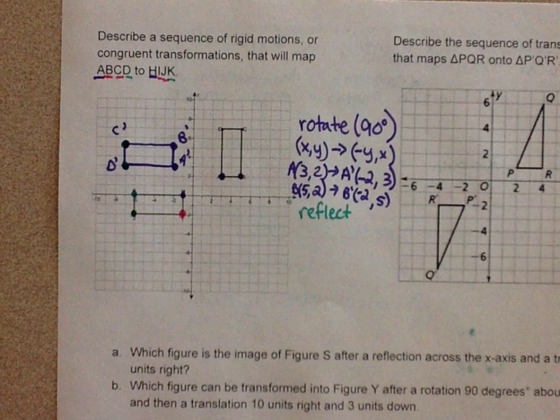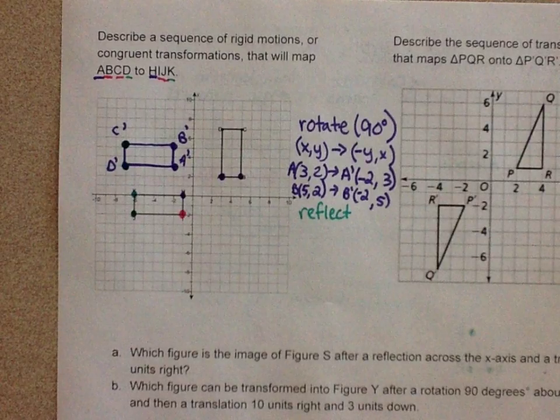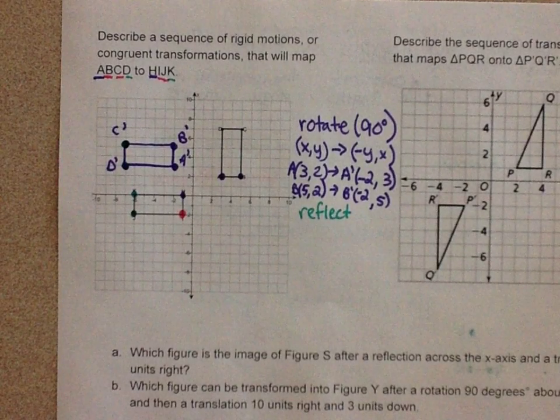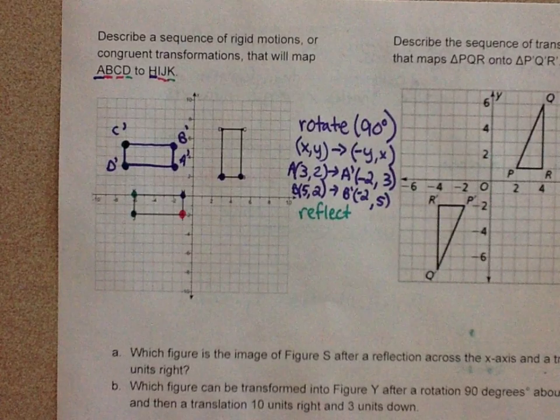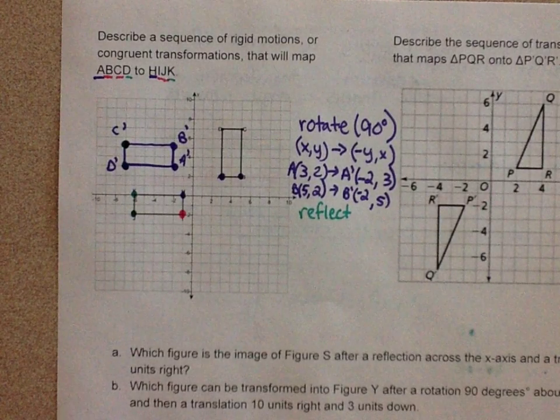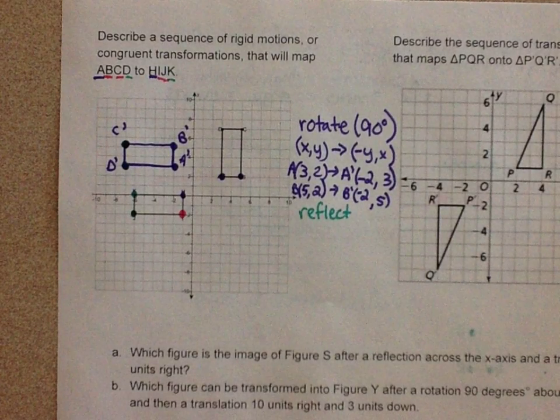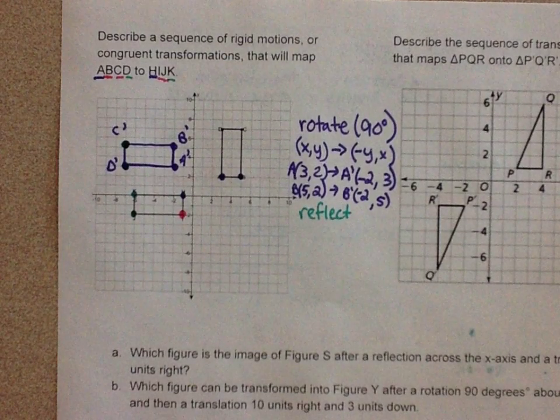Okay, do you want to try translating first? I've got to go one down, one right. Then you have to reflect, flip it. Reflected over what? Y equals 1. Yeah, y equals 1. Okay, you could do that.